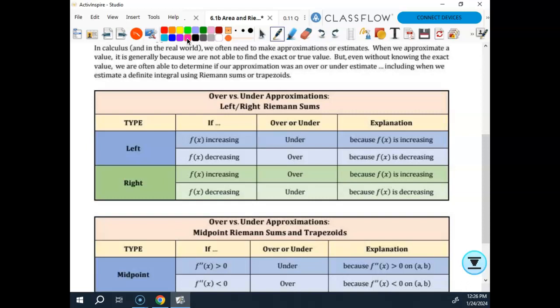We can approximate a value in general. It is generally because we are not able to find the exact one. Even with knowing that, it is important to know if your estimate is an overestimate or an underestimate, okay?